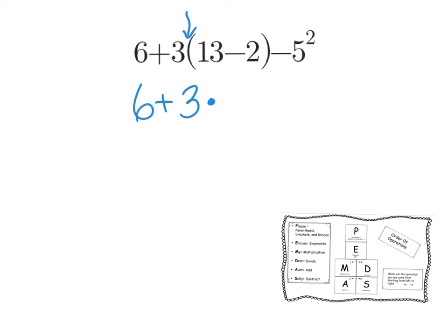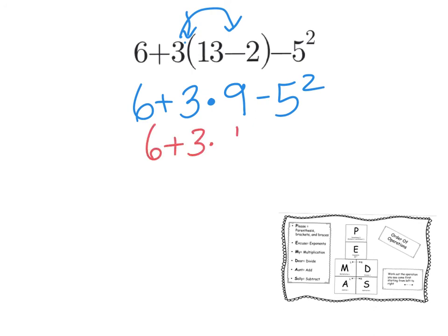13 minus 2 is 9, minus 5 to the second power. Again, if I didn't put this dot, it would look like I have 39 here, and it really is 3 times whatever the answer is to what's in the parentheses. All right, now I'm going to work through my exponents. So I'm going to leave all of this beginning part, and 5 to the second power is 25.